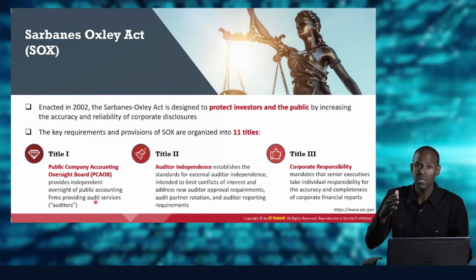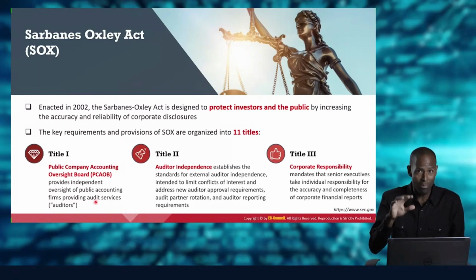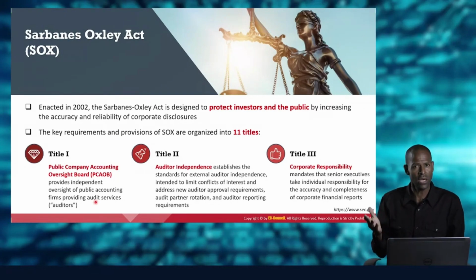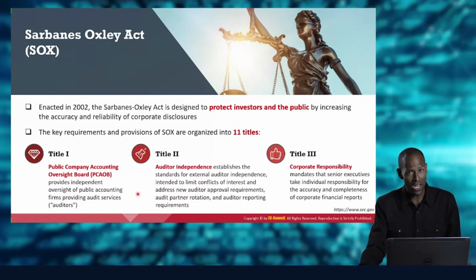So SOX identifies that there is responsibility to the board of the corporation. So in other words, if I am the CIO, CFO, or CEO, I can't say, I had no idea that someone was cooking the books and changing the financial information. I didn't know. No, actually, you are personally responsible, is what SOX says. In fact, in Title II, the auditor has to be independent. In Title III, you have to be responsible for accuracy in every financial report.